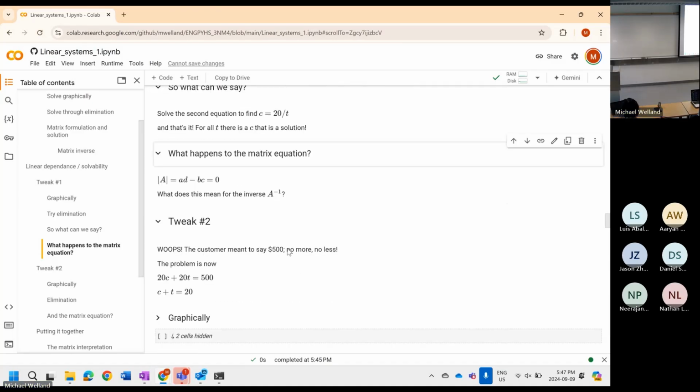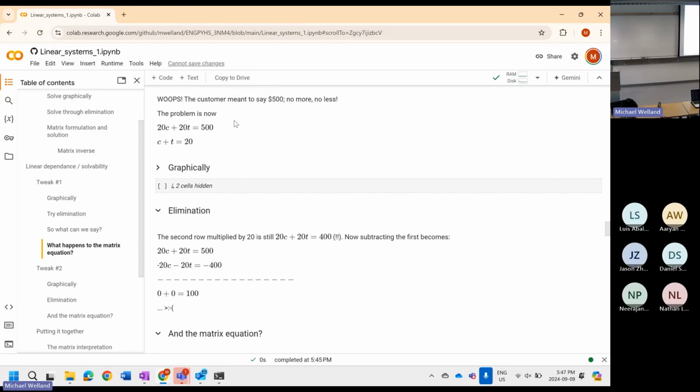Okay. Tweak number 2. Whoops. Customer meant to say $500. No more and no less. Exactly $500. Don't give anything back. Anybody have a guess? I heard it. Solution.